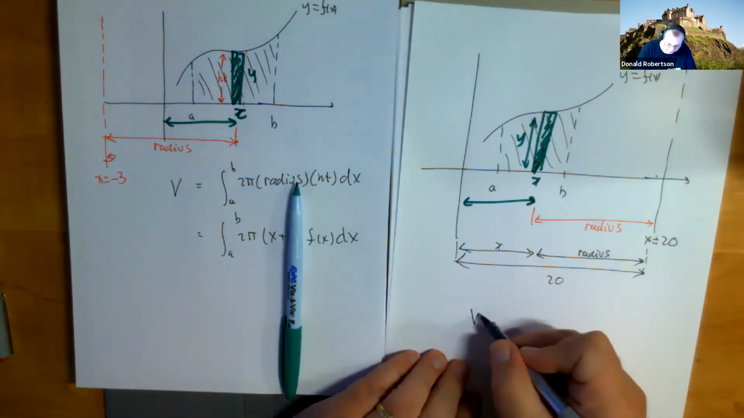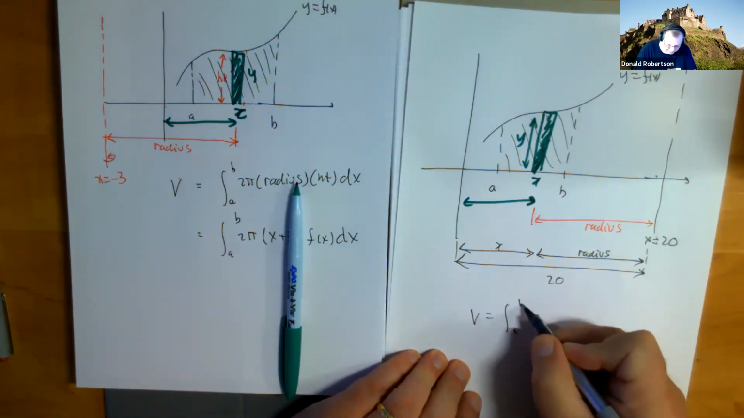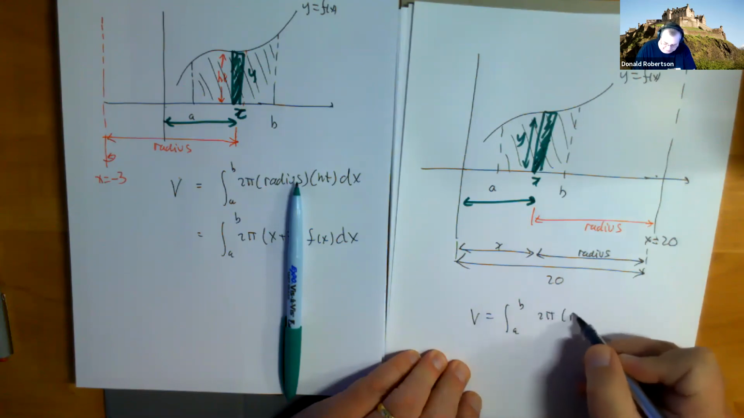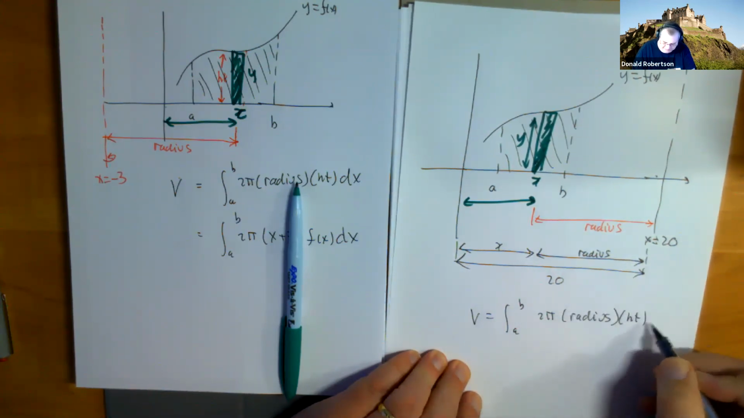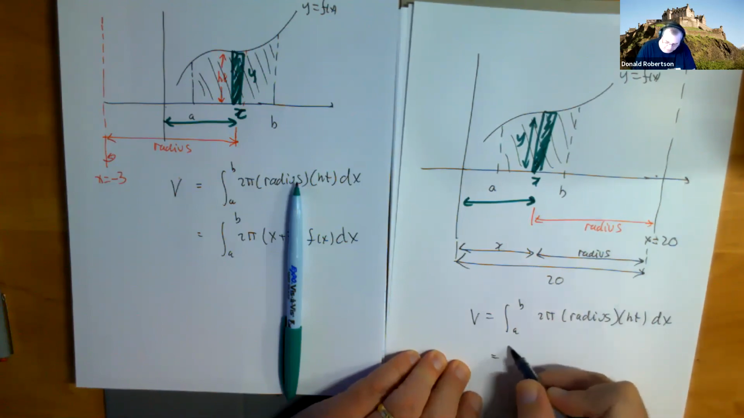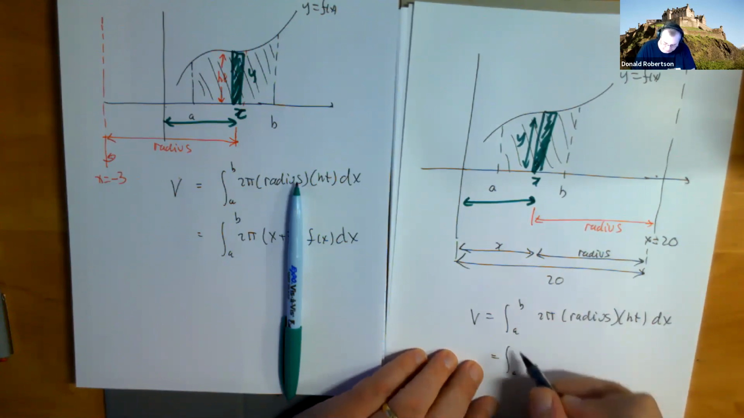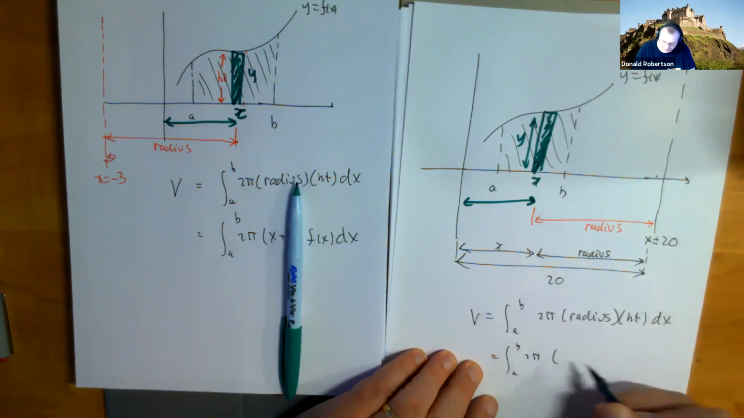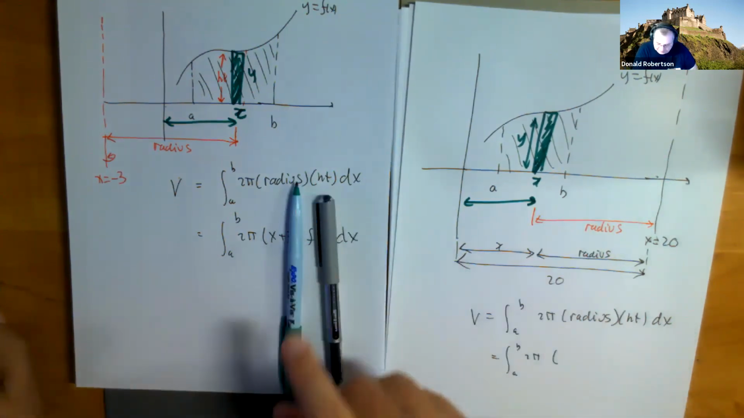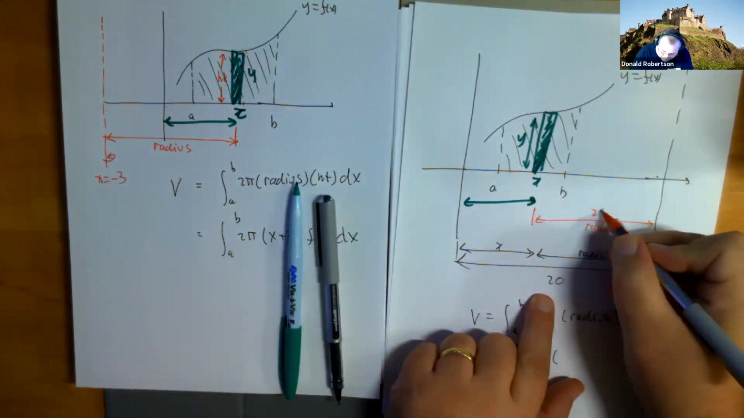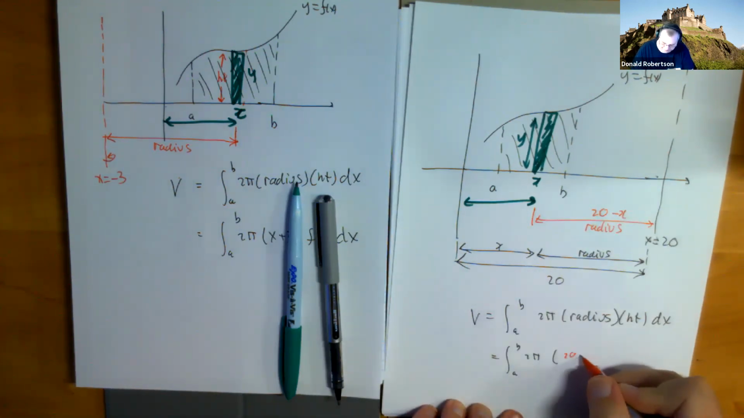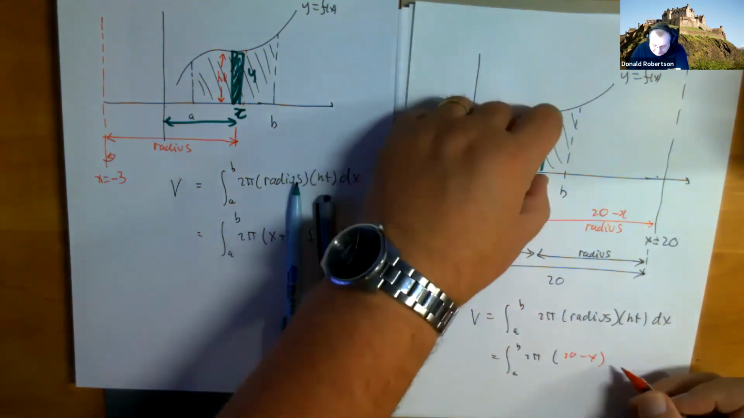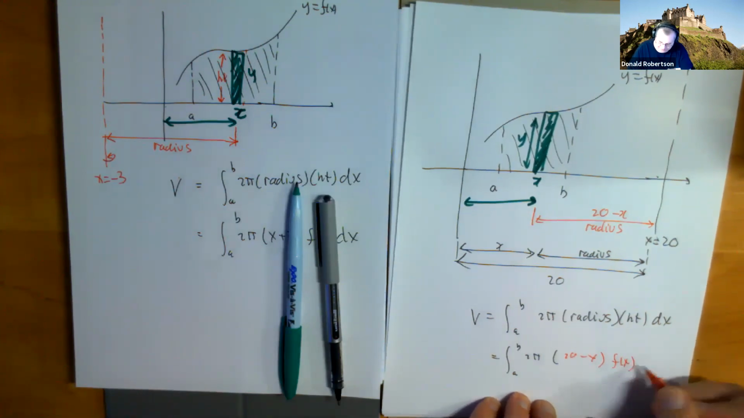And so when you do your integral from a to b, 2 pi radius height dx, you're really just going to go and do, oh, I forgot to write that down. The radius would be 20 take away x. And won't the height just be the value of the function?